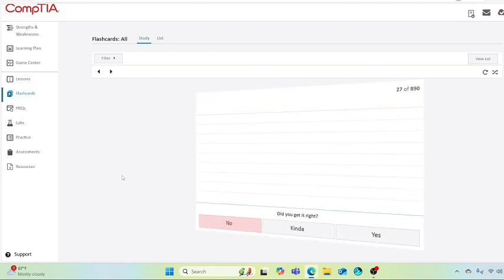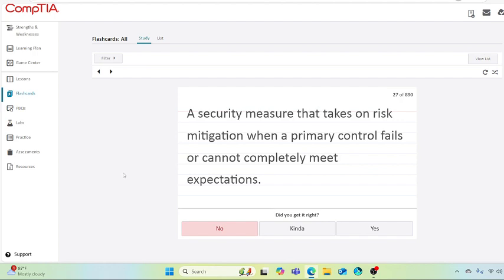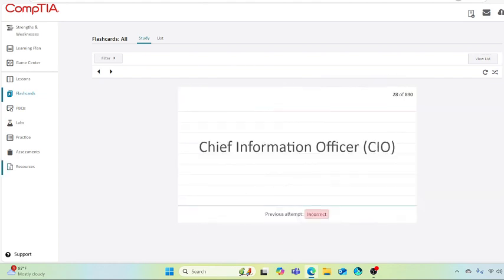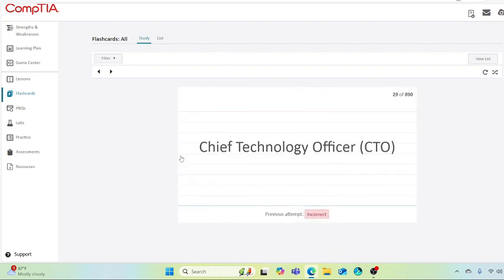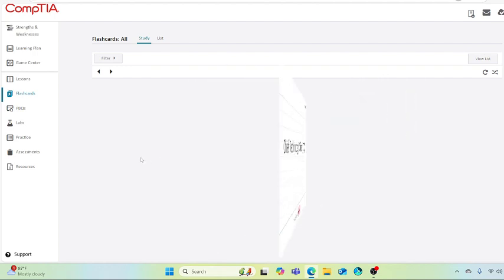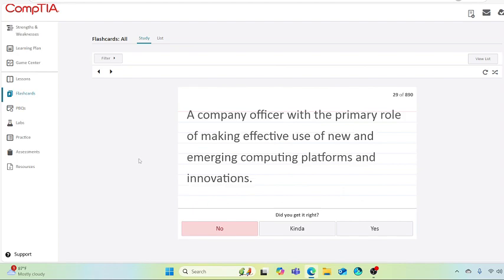Compensating. A security measure that takes on risk mitigation when a primary control fails or cannot completely meet expectations. Chief Information Officer, CIO. A company officer with the primary responsibility for management of information technology assets and procedures. Chief Technology Officer. A company officer with the primary role of making effective use of new and emerging computing platforms and innovations.